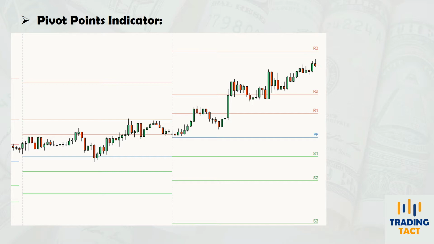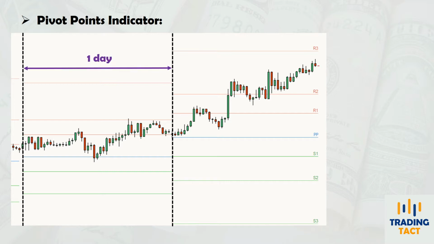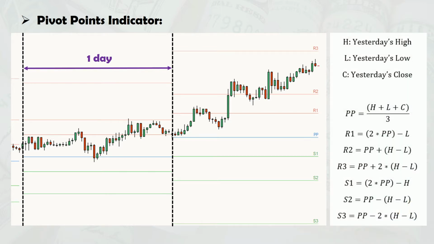They appear as a series of horizontal lines overlaid on prices. By default, pivot points are calculated at the start of the trading day, using the previous day's high, low and close prices, as per these equations.